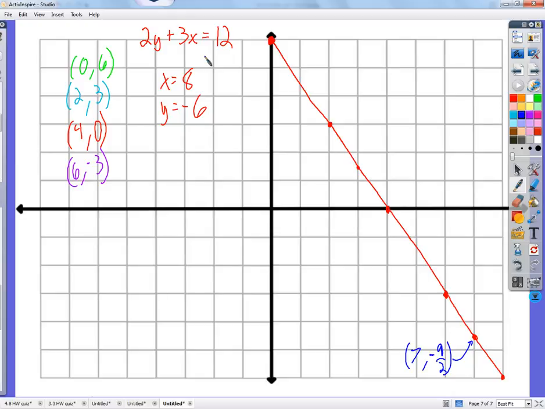Question. What's the connection between this point, x is 7 and y is -9/2? That's what this order means. What's the connection between that and that equation there?